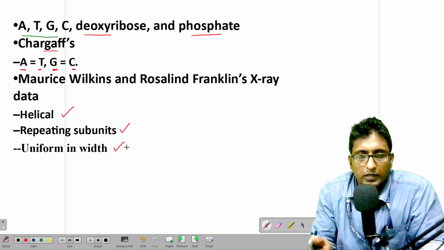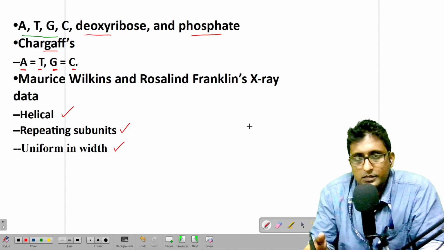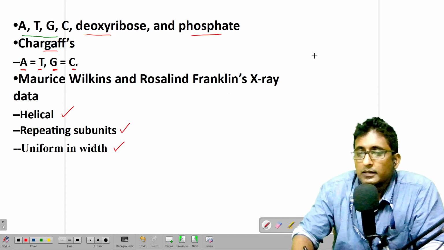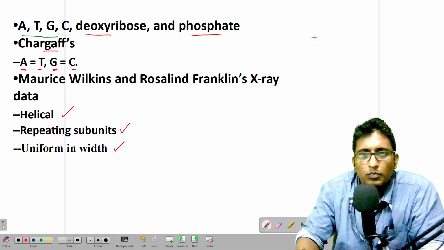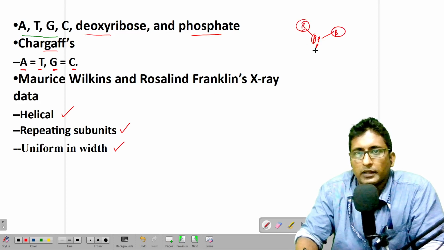Now, like Pauling, there were also other people like Fraser who made something similar. Pauling's structure is that the phosphate backbone of the triple helix is inside, and towards the outside you had the bases, something like this.